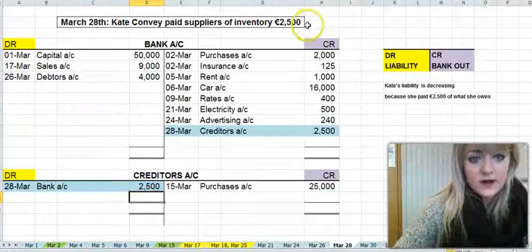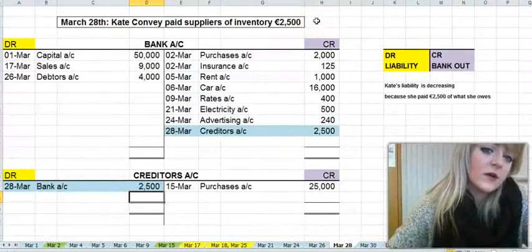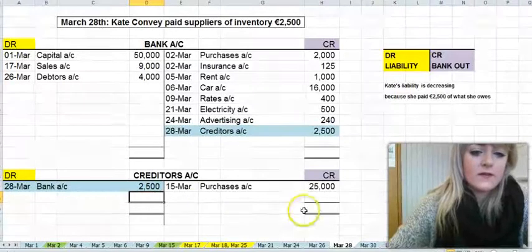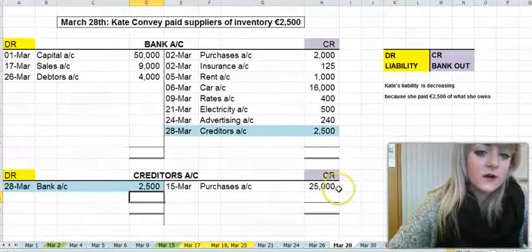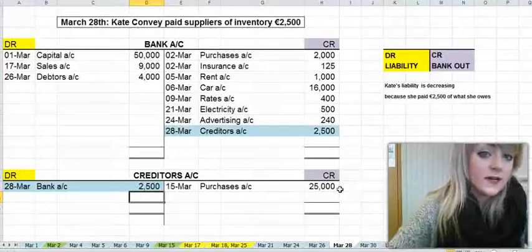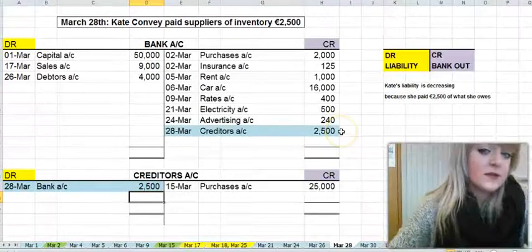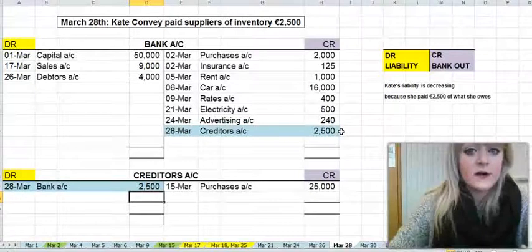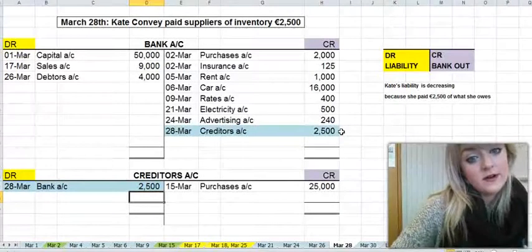So on the 28th of March, Kate Conby paid suppliers of inventory €2,500. So this could be related back to before when she promised them, like say for this one here, 15th of March, she purchased €25,000 of stock on credit. She promised them she'd pay them at a later date. Now she's paying them €2,500, which happens to be 10%. So this could be the terms of the contract. She could have promised them, I'll pay you 10,000 or 10% by the end of the month, and I'll pay you the rest in the next month or whatever.